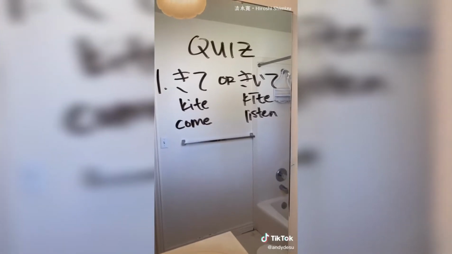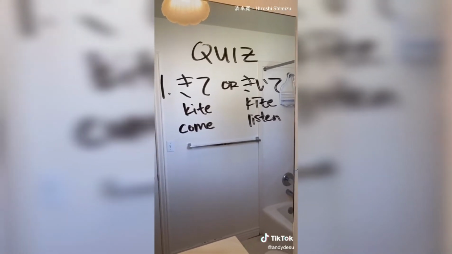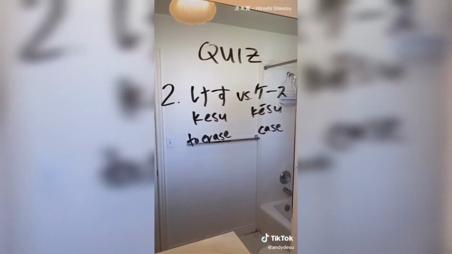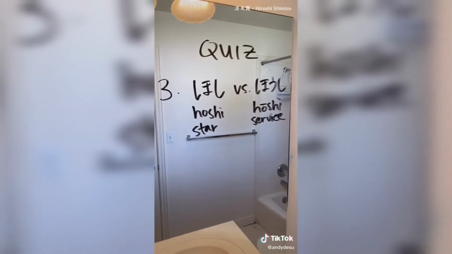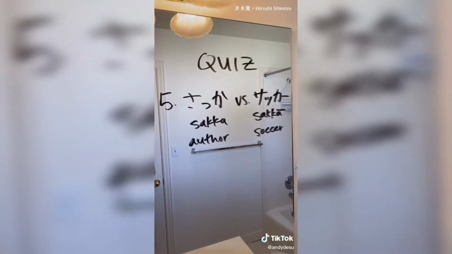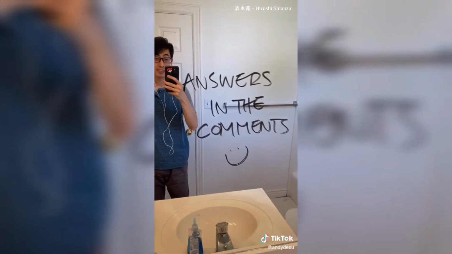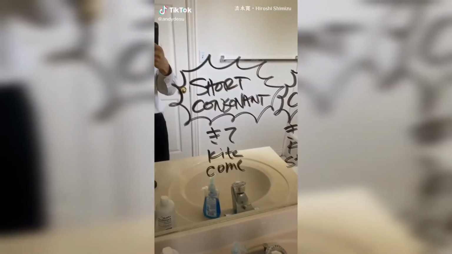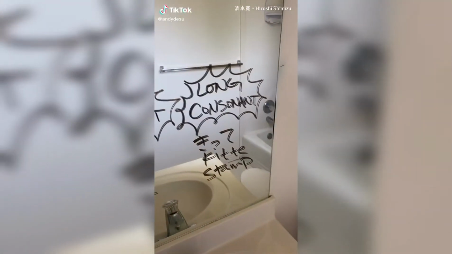Let's take a quiz. Which of these words do you think I'm saying? Kiite, kesu, hoshi, oji-san, sakka. Answers in the comments.